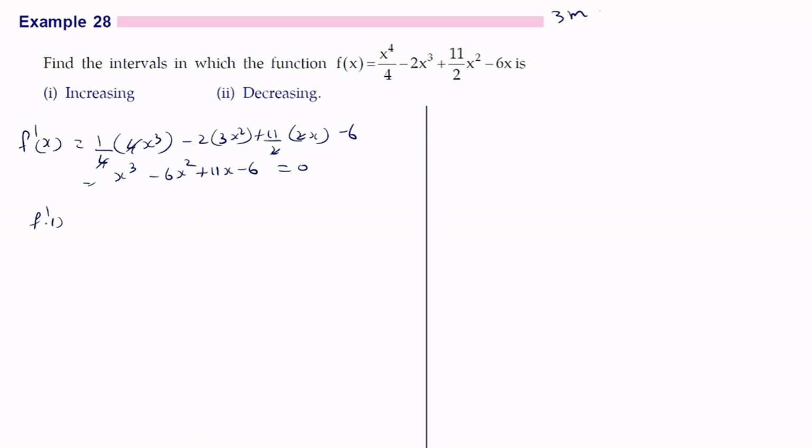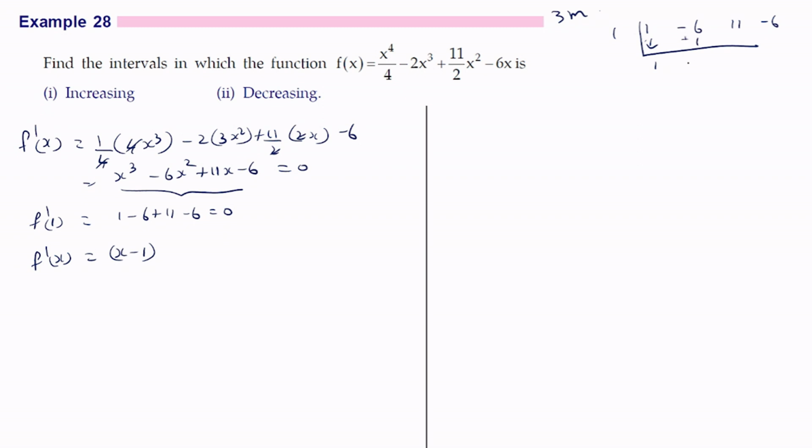So if we consider x as 1, then f dash of 1 is 1 minus 6 plus 11 minus 6 equal to 0. This implies x minus 1 is a factor. So f dash of x is equal to x minus 1 into. Now let us divide this polynomial with x minus 1 using synthetic division. The coefficients are 1, minus 6, 11, minus 6. Here we have 1. We have to bring this 1 here. 1 into 1, 1 minus 6 plus 1 is minus 5. 1 into minus 5 is minus 5. 11 minus 5 is 6. Then 1 into 6 is 6, minus 6 plus 6 is 0.